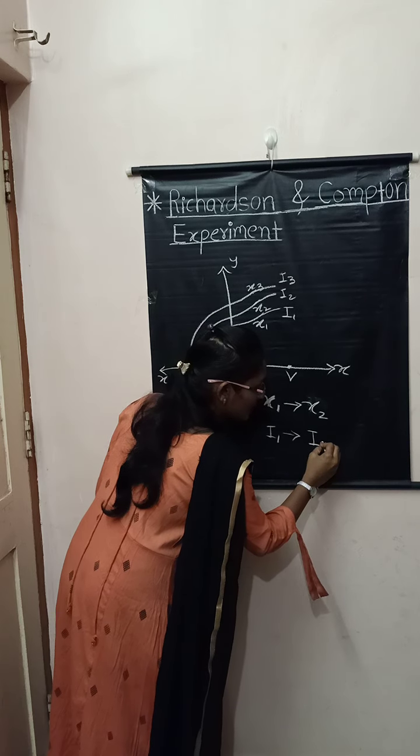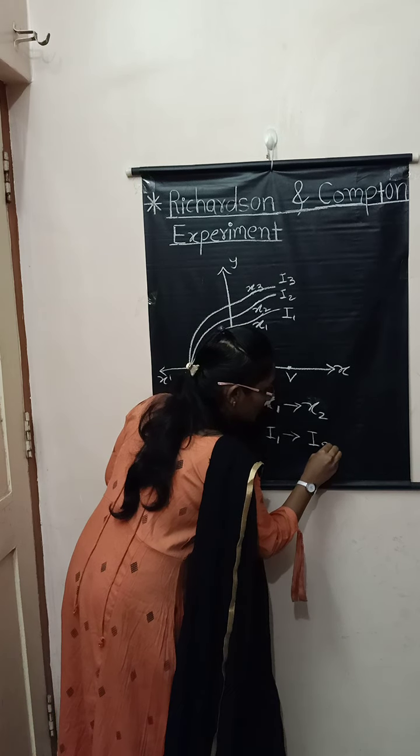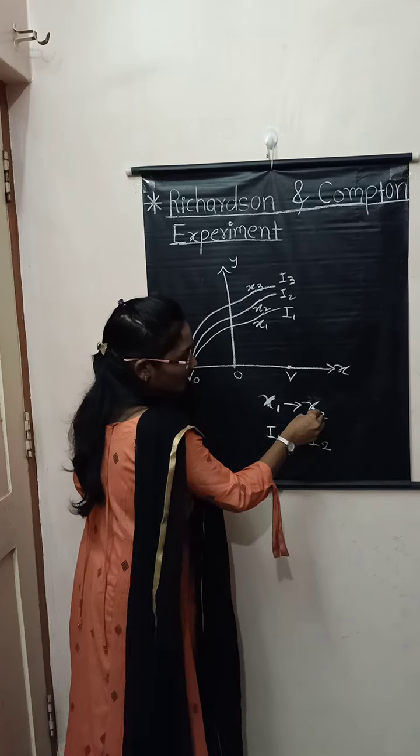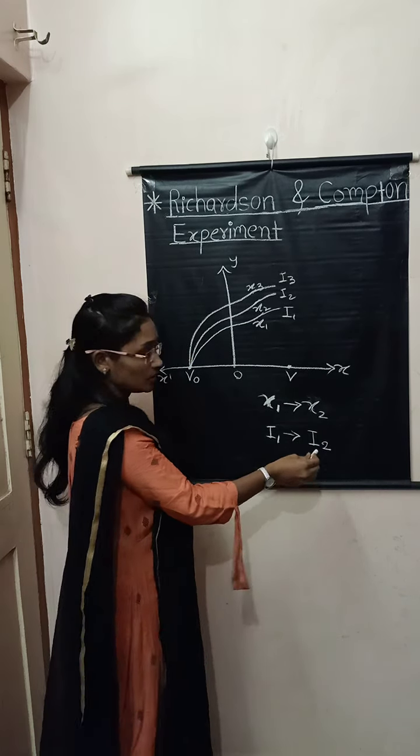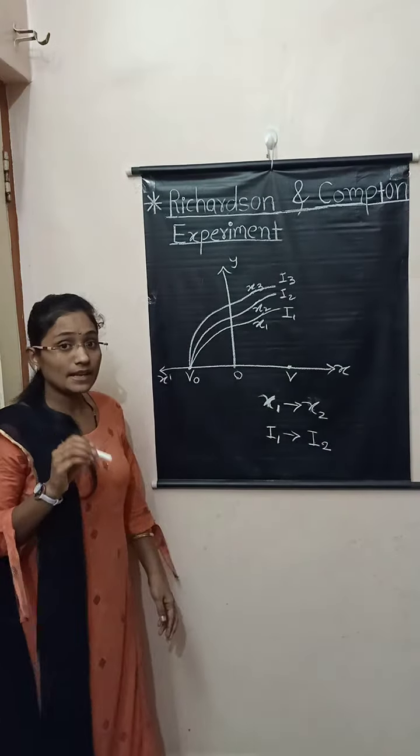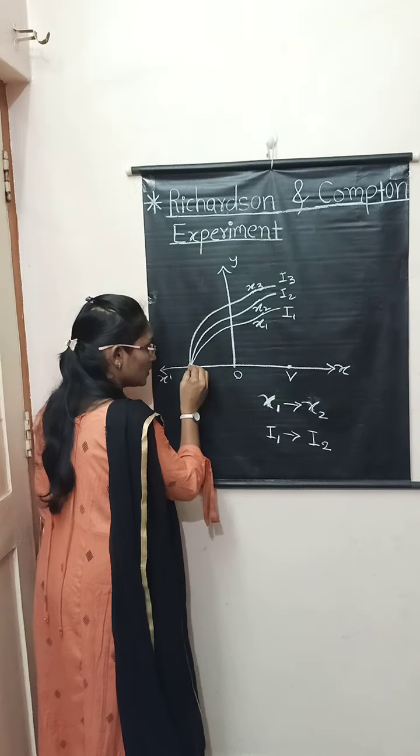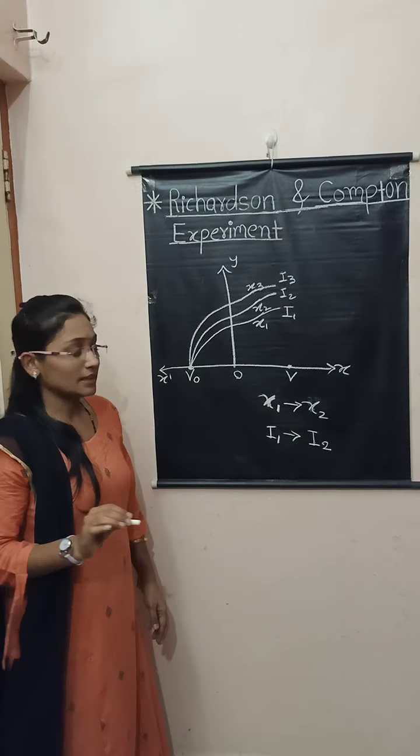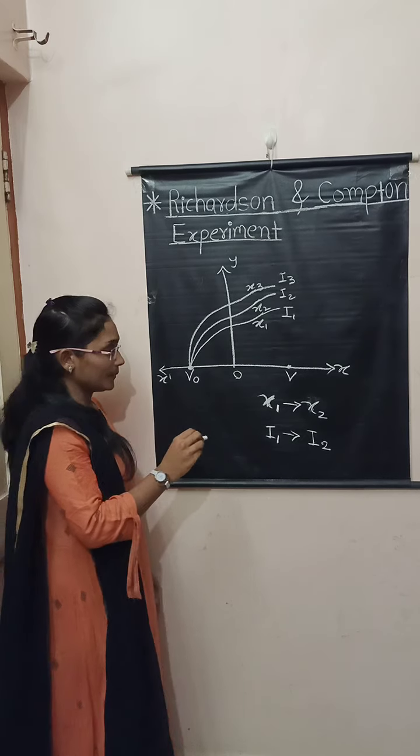The current value also increases, doubling. When the intensity is X2, the current is I2. But at that time the potential V0 is a constant.